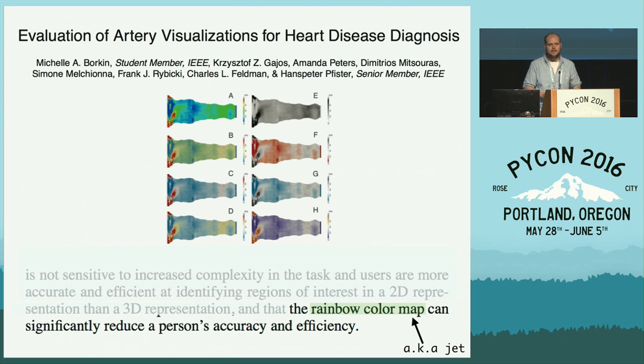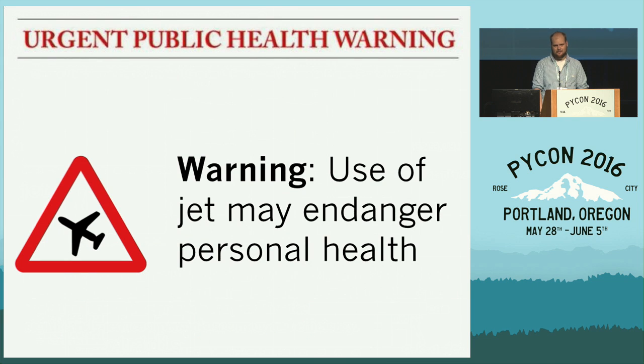This means that you can go to a doctor and he can look at your profile or whatever in the color map Jet, and he can interpret it incorrectly. This means that Jet can kill. That's all I have.